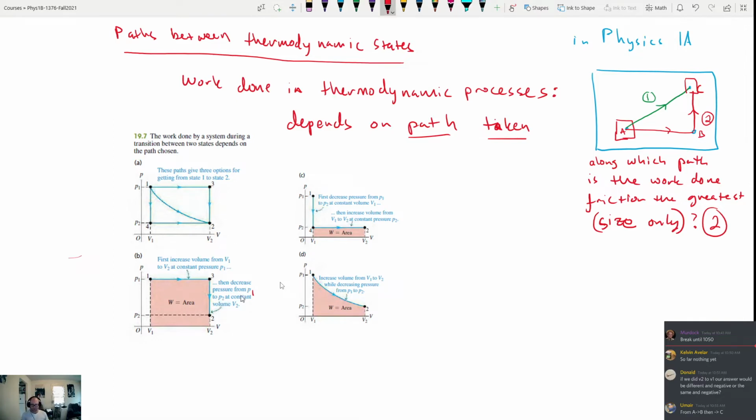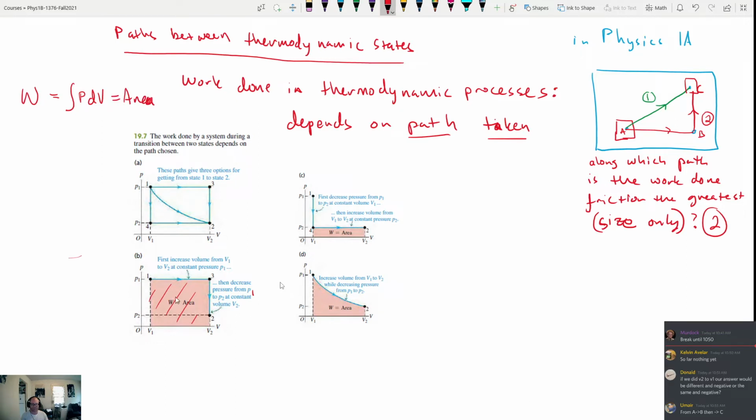Decrease the pressure from P1 to P2 at constant volume. So we would have gone from 1 to 3 and then down to 2, okay? And the work done would be this entire area, right? Remember from what we did before break, the work done is basically the area under the curve, or the integral of PdV, which I'm just going to say is the area under the PV curve, right?